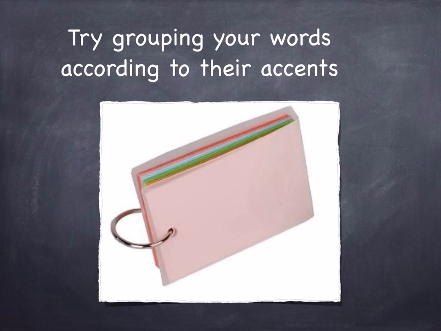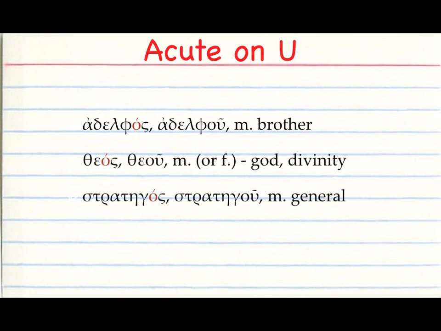Now, you might think about buying something like this if you wanted, and color coding your cards according to where the accent falls. Now, the reason why I'm suggesting this is because there is actually a pattern. And you can already start to see the pattern as you do this exercise of putting your nouns according to their accents. So here, for example, with this list of acute on ultima, we can see that the acute on the nominative ultima becomes a circumflex on the genitive ultima. So adelphos becomes adelphou. Likewise, theos becomes theou, and strategos becomes strategou.